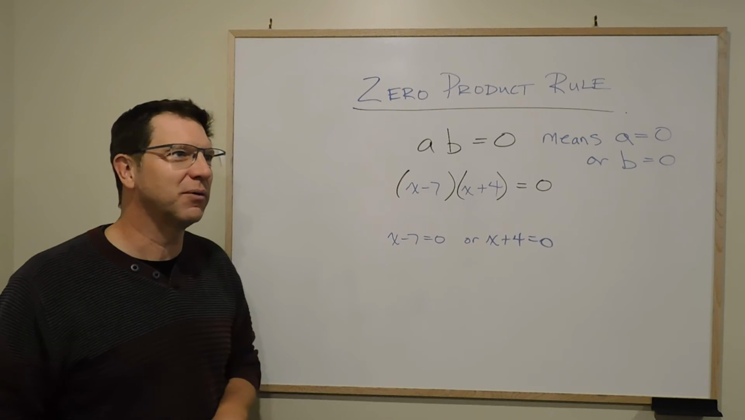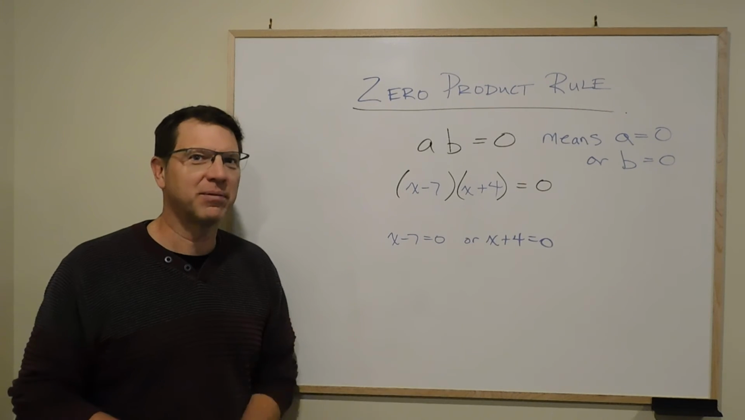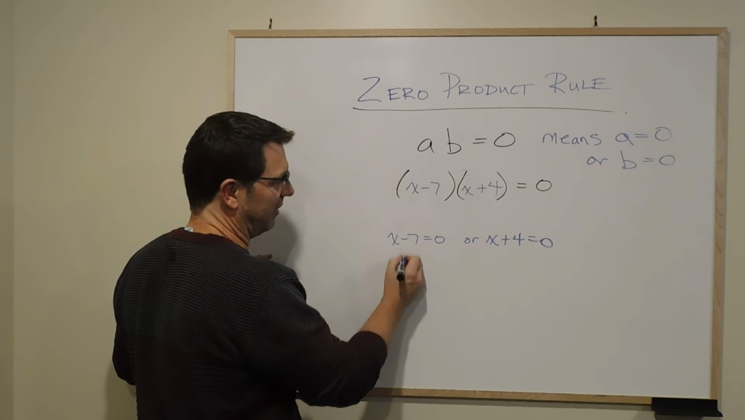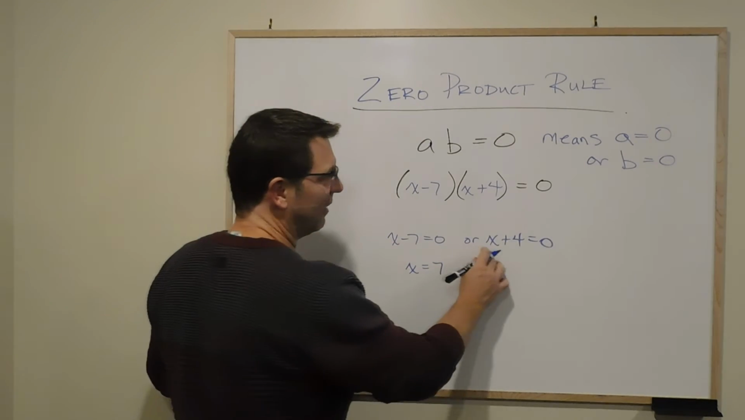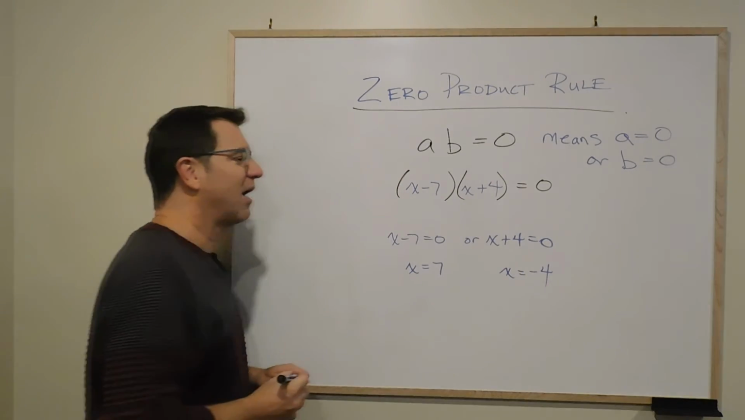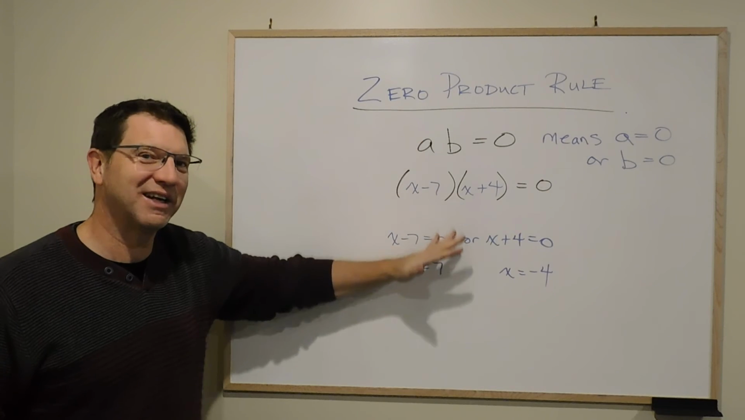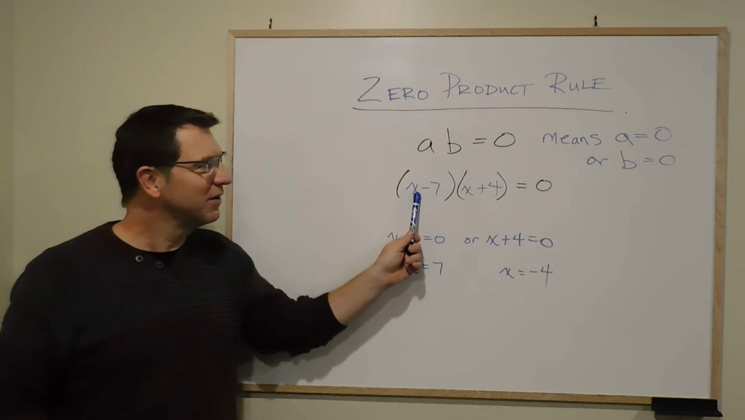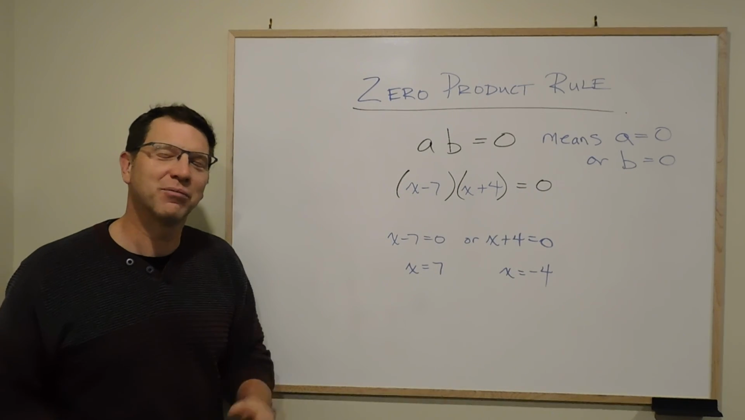There is no possible way to pick two numbers that are both not 0 and end up multiplying to get 0. So something like this, the only way this occurs is if x equals 7. The only way this occurs is if x equals negative 4. And I'm leading you down the path of some solving equations and some factoring, and we're going to get into that. But the important thing about the zero product rule is if something times something else equals 0, one of those things must be 0.